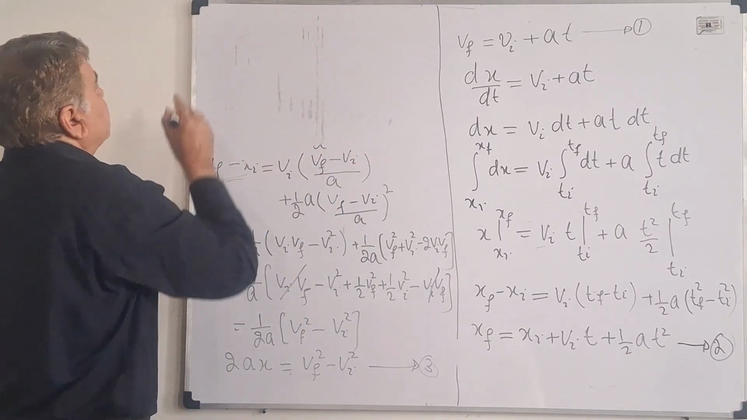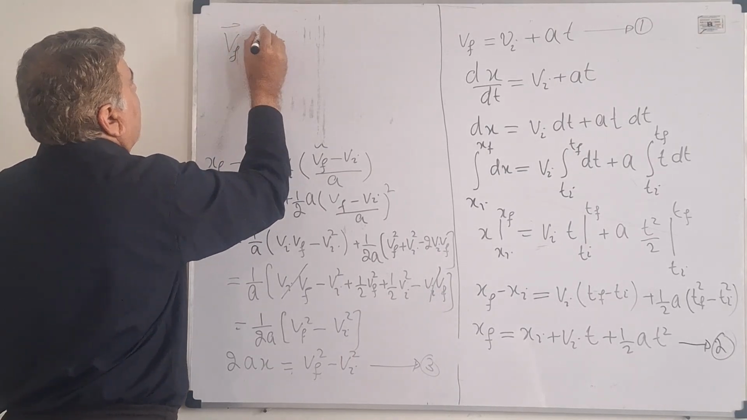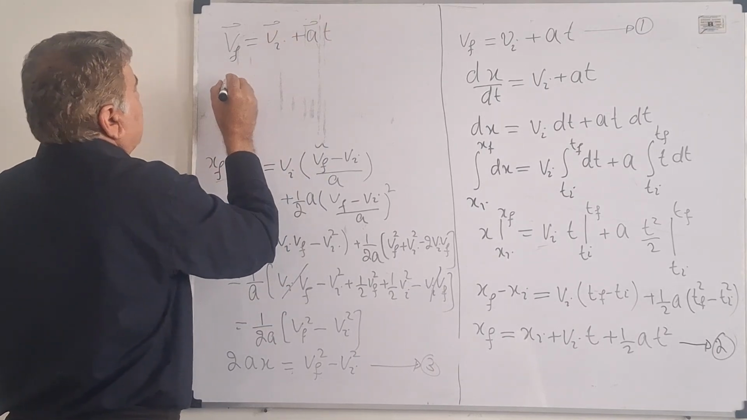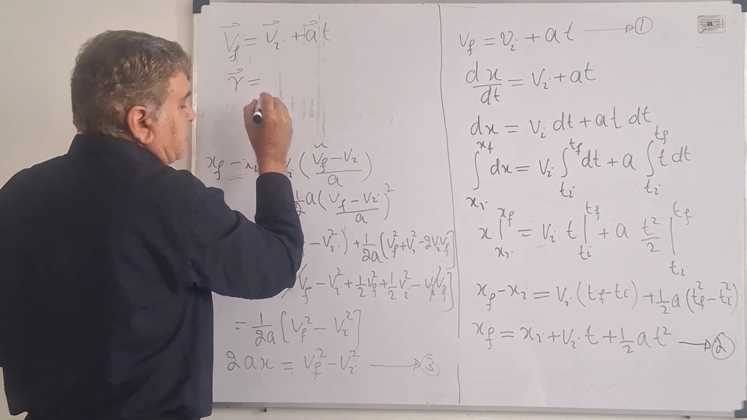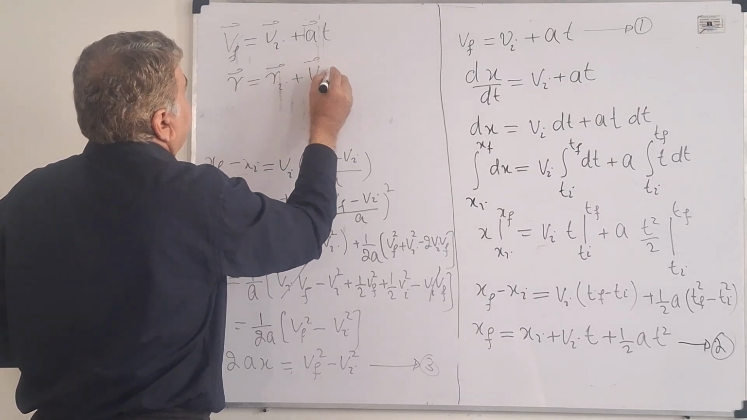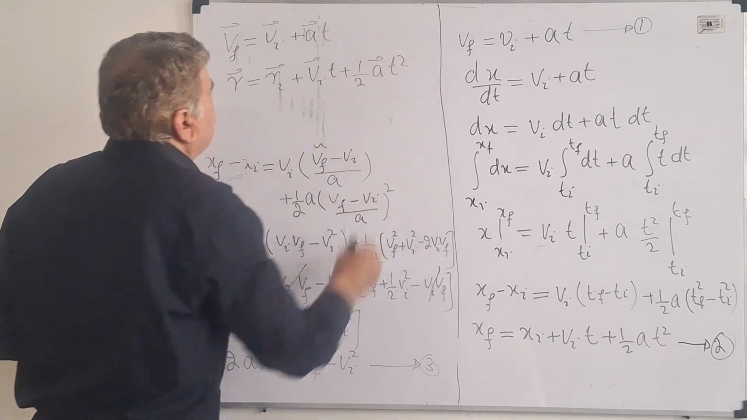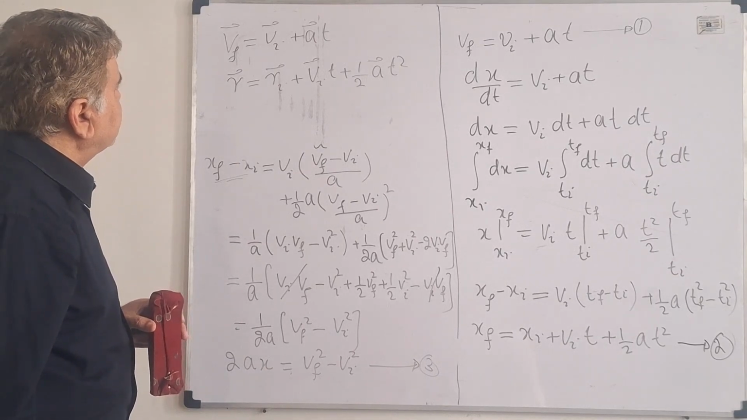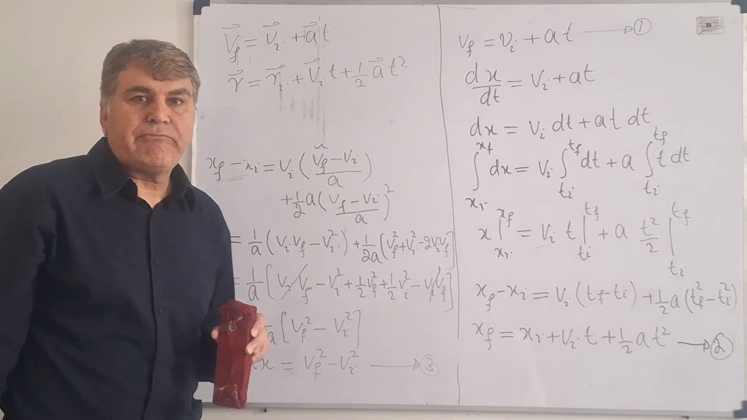For velocity, you would have this relation Vf equals Vi plus At. And similarly for distance, you will have R equals Ri plus Vi t plus half A t squared. So you would have these vector relations for three-dimensional motion of a particle.